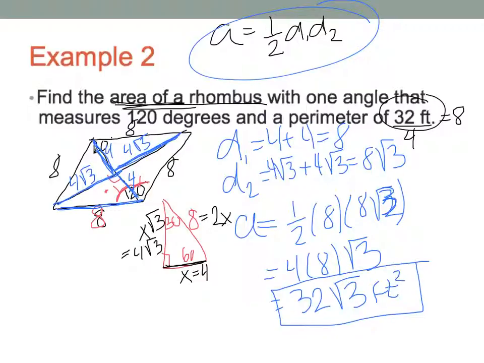Now let's recap on this again. I was given that I have a 120-degree angle and a perimeter of 32. And with the perimeter of 32, I divided it by 4, and I got 8 for the length of each side. And because one of the angles is 120 degrees, and the diagonal bisects that angle, I came up with my 30, 60, 90 triangle with a hypotenuse of 8, which gives me the base is 4, and the other long leg is 4 root 3. Now one diagonal's half is 4, therefore the whole diagonal is 8, and the other's whole diagonal is 8 root 3. I plugged it into my formula, and I got 32 root 3.